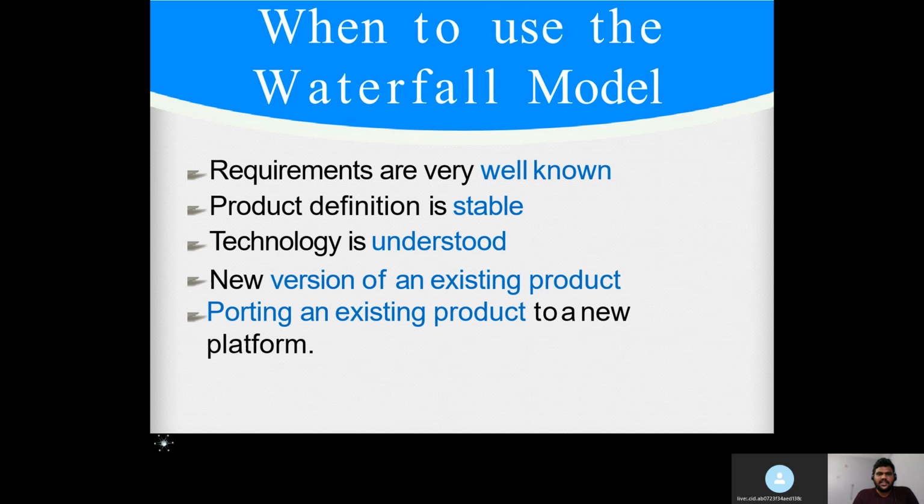Product definition means the functionalities of the product, what the product should do in the market, and it should be stable; it should not have any dynamic behavior. And technology is understood, meaning which technology is to be used, such as C++ or Java.